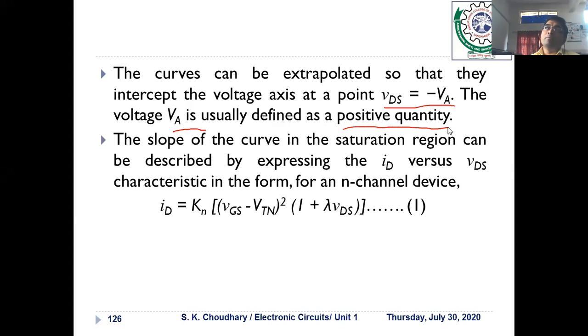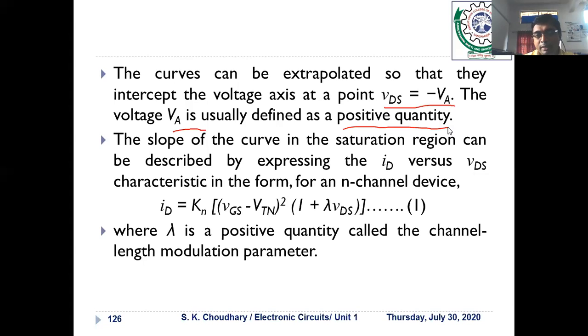When the channel length modulation effect happens, the current equation changes. So what is the current equation? The current equation would be ID equals Kn (VGS minus VTN) whole square into (1 plus lambda VDS). What is lambda? It is the channel length modulation parameter, and again it is a positive quantity. So VA and lambda both are positive quantities. Only here VDS is negative. Remember.